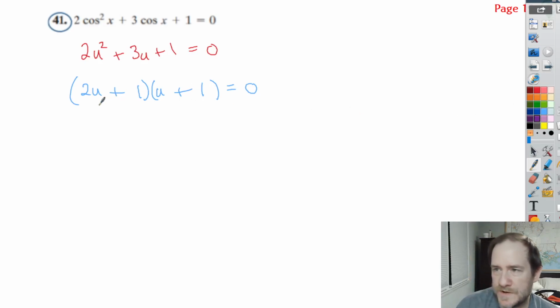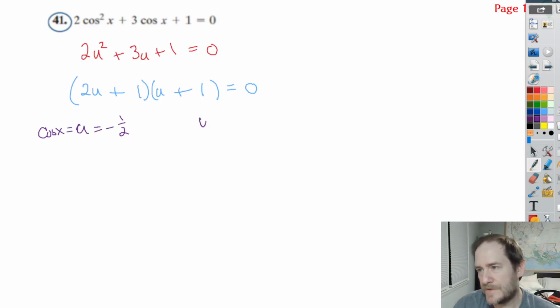But anyway, from here, I would substitute the cosines back in at this point probably. This will be 2 cosine plus 1 equals 0. So it's going to be u equals negative a half, which means cosine of x equals negative a half. This guy will be u equals negative 1, so it's cosine of x equals negative 1.